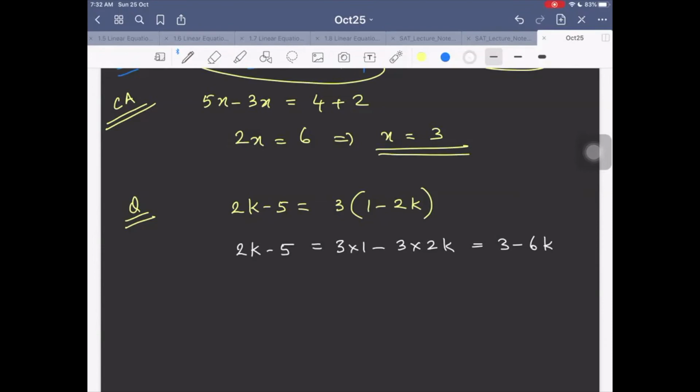All right. So I'm going to take 6k to the other side. So 2k plus 6k, and I am going to take minus 5 to the other side, it will be 3 plus 5. So 8k is equal to 8, and your k is 8 by 8, which is 1. Robin, is this all right?